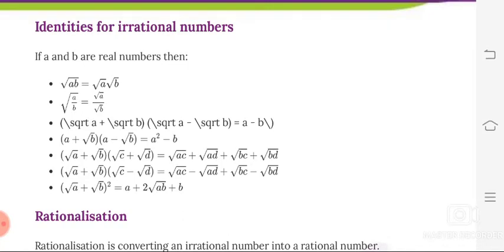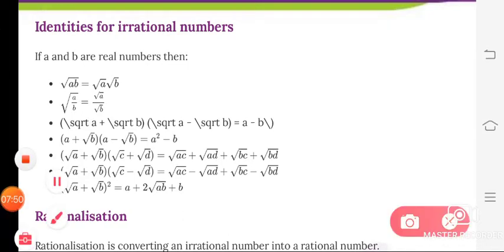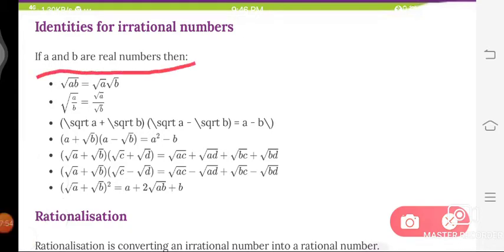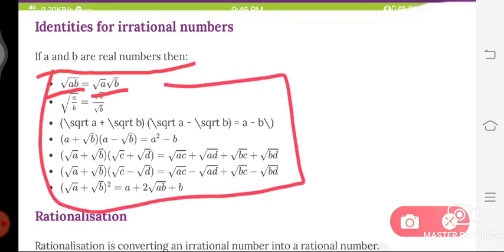Identities for irrational numbers. There are some identities for irrational numbers. If a and b are real numbers, then under root ab is equal to under root a into under root b. So these all are the identities for irrational numbers.